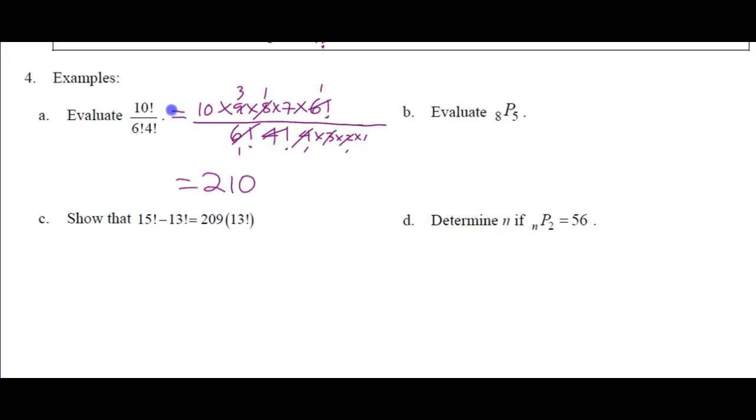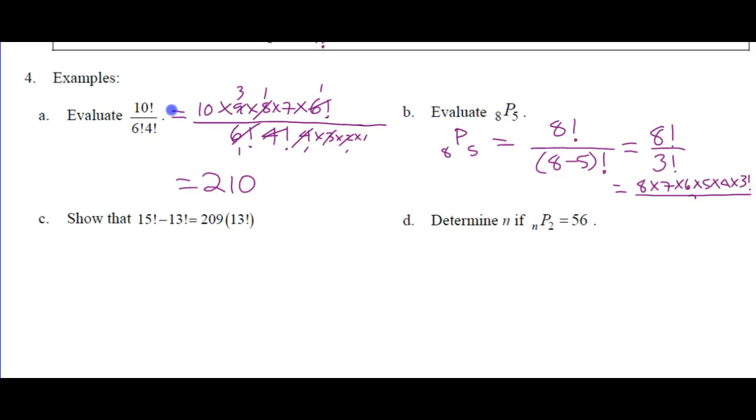Evaluate 8P5. Okay, so the formula: 8 is n, so it's n factorial over n minus r factorial, which is 8 factorial over 3 factorial, which would be 8 times 7 times 6 times 5 times 4 times 3 factorial over 3 factorial. And we can multiply those out. But I mean, really, you could use your calculator, right?